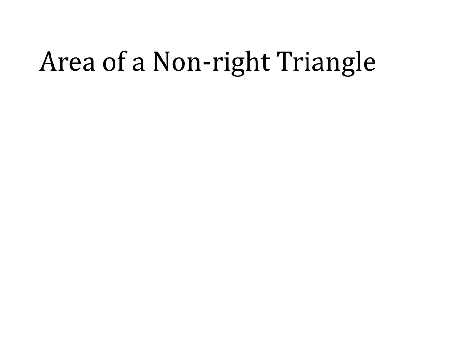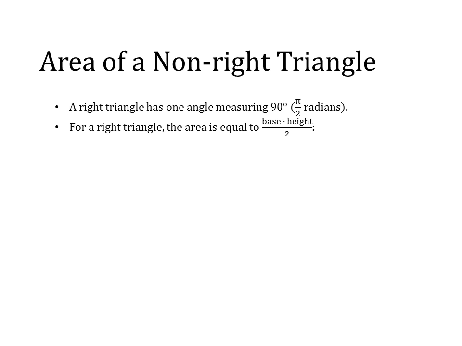Put this title down in your notes. It says area of a non-right triangle. And before we start doing that, let's just recap here. A right triangle has one angle measuring 90 degrees. We're going to be using degrees tonight. For a right triangle, we know from geometry that the area is equal to base times height over 2.